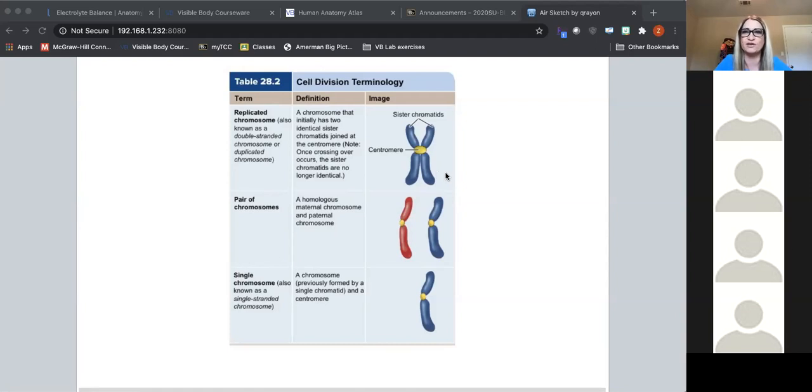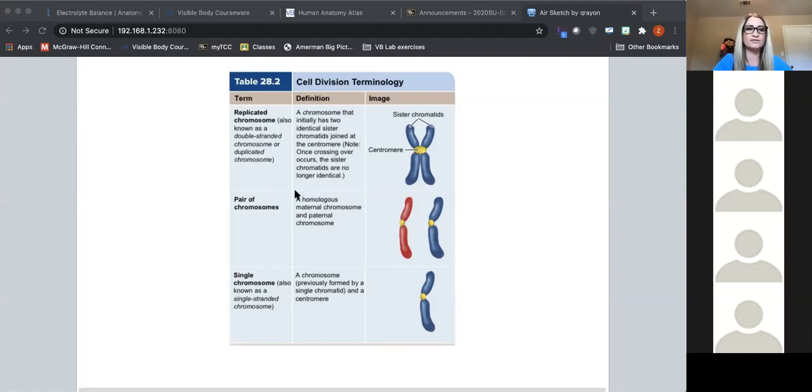The 22 pairs of autosomes, we call these pairs homologous chromosomes, or homologous pairs of chromosomes. These are pairs of matching chromosomes. What homologous means, like we've used the term when we looked at homologous structures, is corresponding structures. So homologous chromosomes are corresponding chromosomes, matching chromosomes.